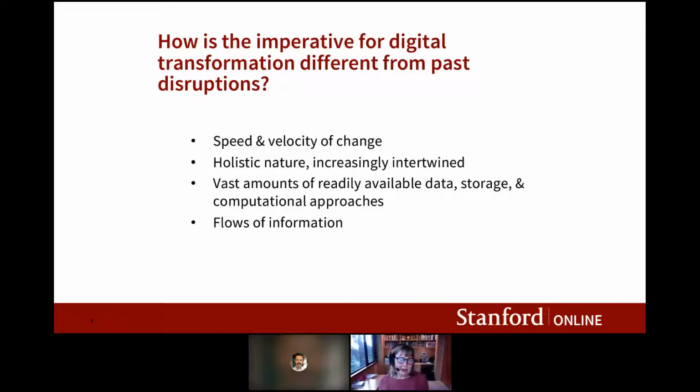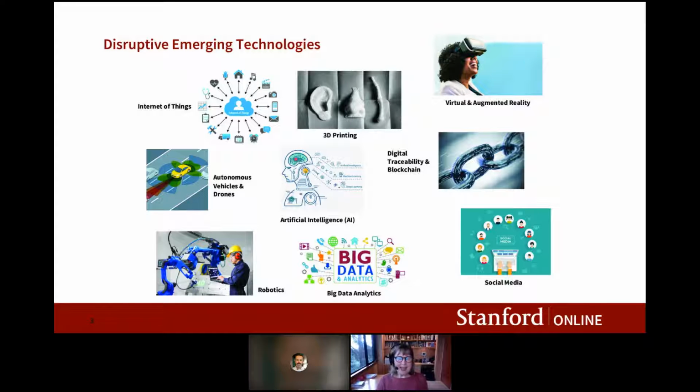The other thing that's really key is that it is more holistic. If we look at, for example, the introduction of the PC, it was a technology. But I'm going to go back to the previous slide. We're really looking at these technologies that are intertwined, where almost every digital transformation is going to involve 3, 4, 5 of these different technologies.